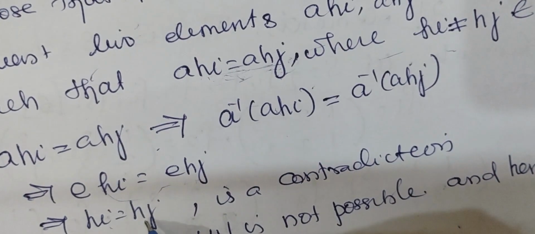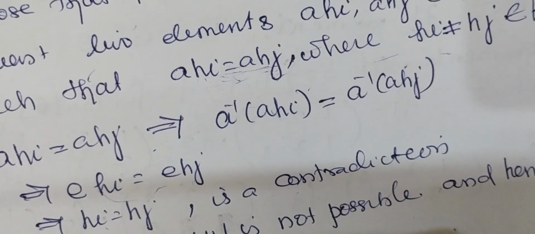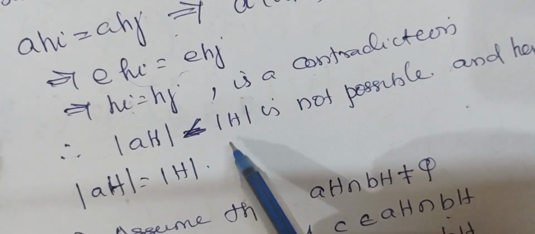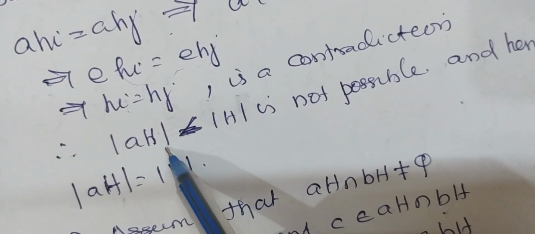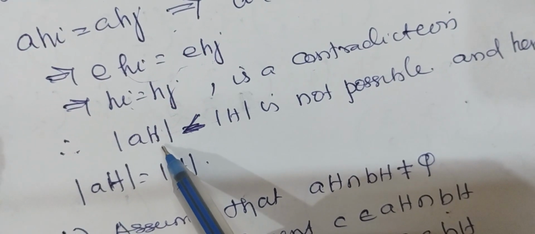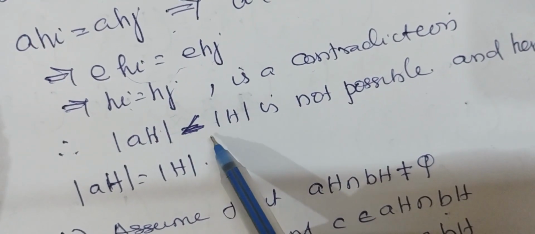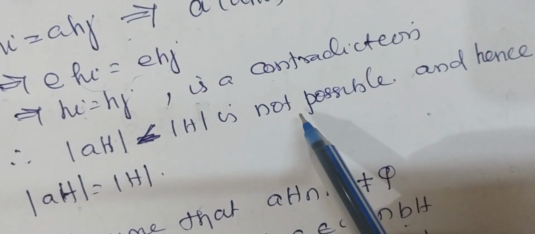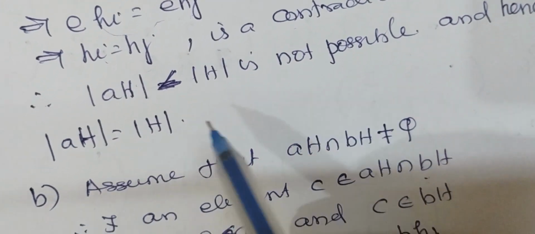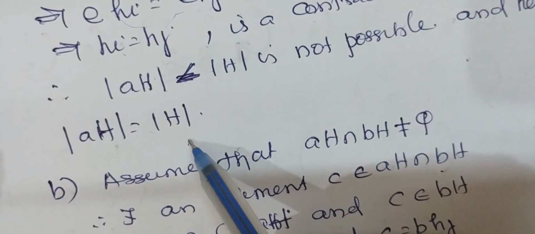That means h_i equal to h_j is a contradiction, so our assumption is wrong. Modulus means order only. The order of aH strictly less than the order of H is not possible. Therefore the order of aH is equal to the order of H only.